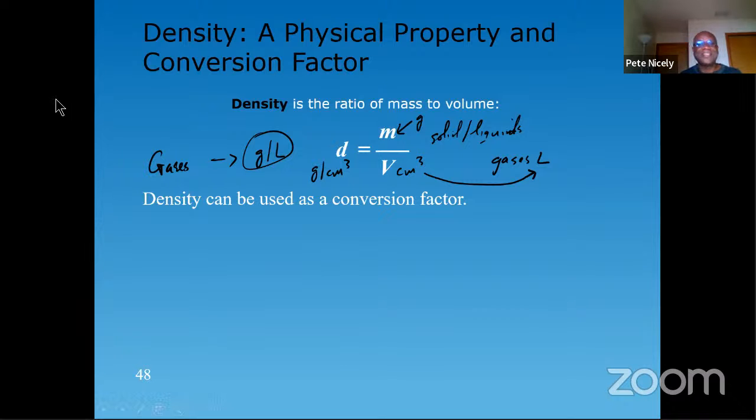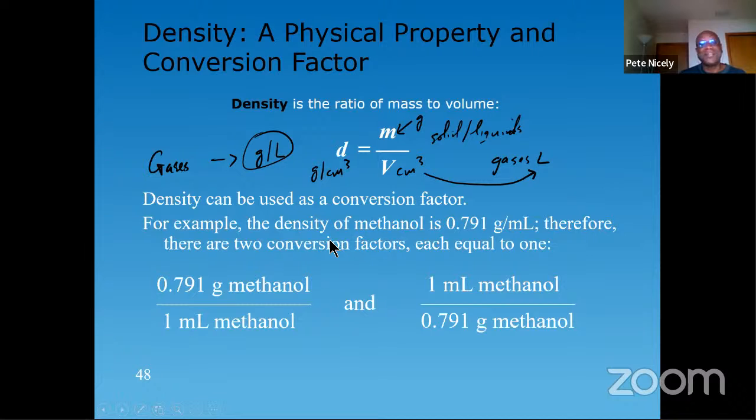Now, as stated here in this line right here, density can be used as a conversion factor. So for example, methanol has a density of 0.791 grams per mil. So therefore, we can represent this value as 2 conversion factors. Either this one, where the mass is the numerator and the volume is the denominator, or the other way around, where the volume is the numerator and the mass is the denominator. And which one you use is dependent on what problem that you're trying to solve.